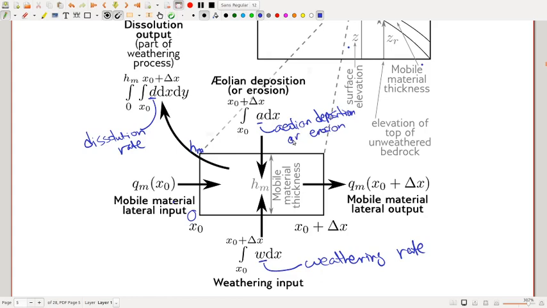And the or is a little loose. It can be more of an and, or we can switch from erosion to deposition over time with shifting environments, climate, sediment supply. And so those are the other terms that we're thinking about.